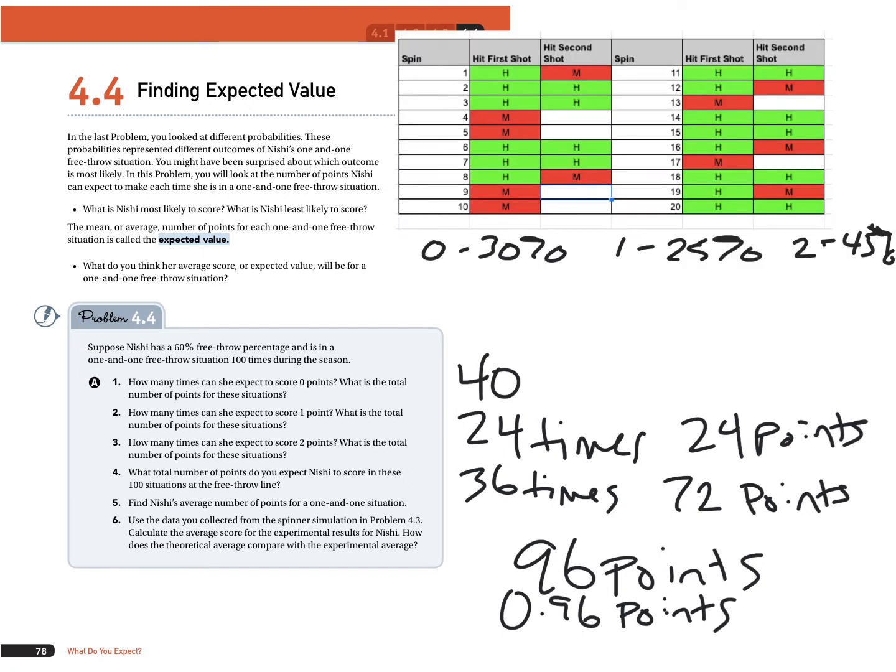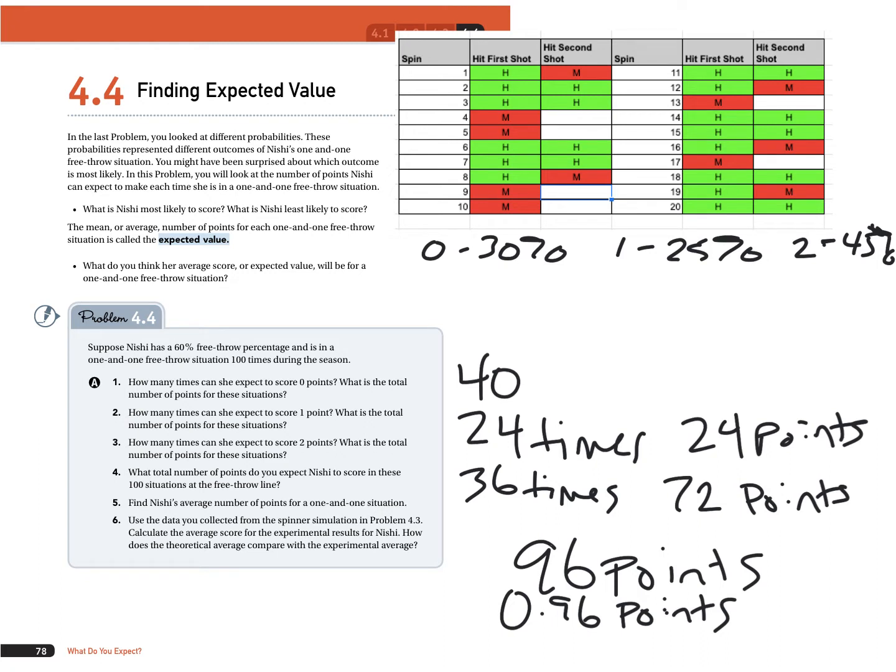Okay, and then number 6 is use the data you collected from the spinner simulation in the last problem. Calculate the average score for the experimental results of Nishi. Okay, so if the theoretical is 0.96, my results, I put them back up as a reminder. You'll have to look at yours, but it was 30% at 0, 25, and 45%.